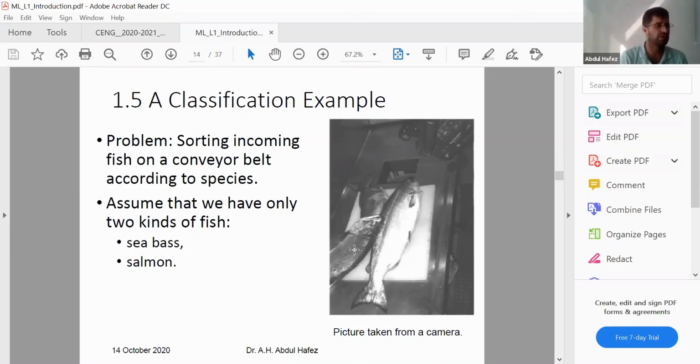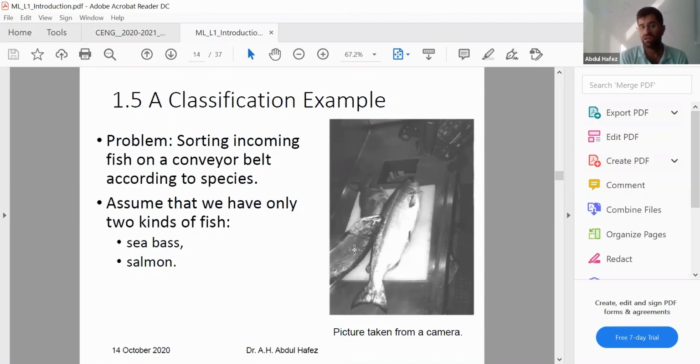Sometimes we will see a long salmon fish. So I will say, oh, this is a long fish, this is a sea bass, but it is salmon. I should not make this mistake. How can I avoid it? Generally sea bass fish are long and salmon fish are short, but there are some salmon fish that are long enough to be similar to sea bass.